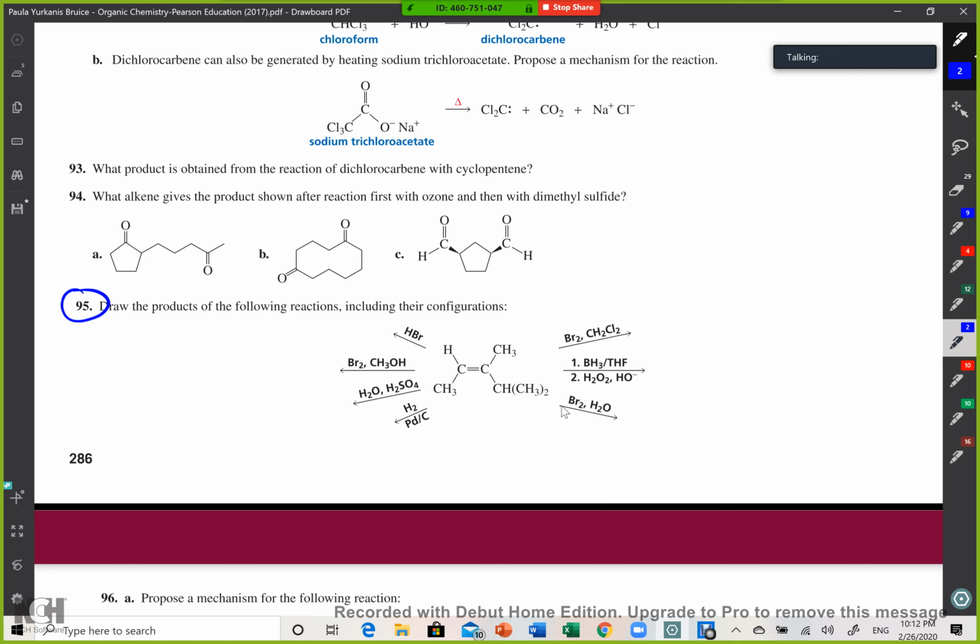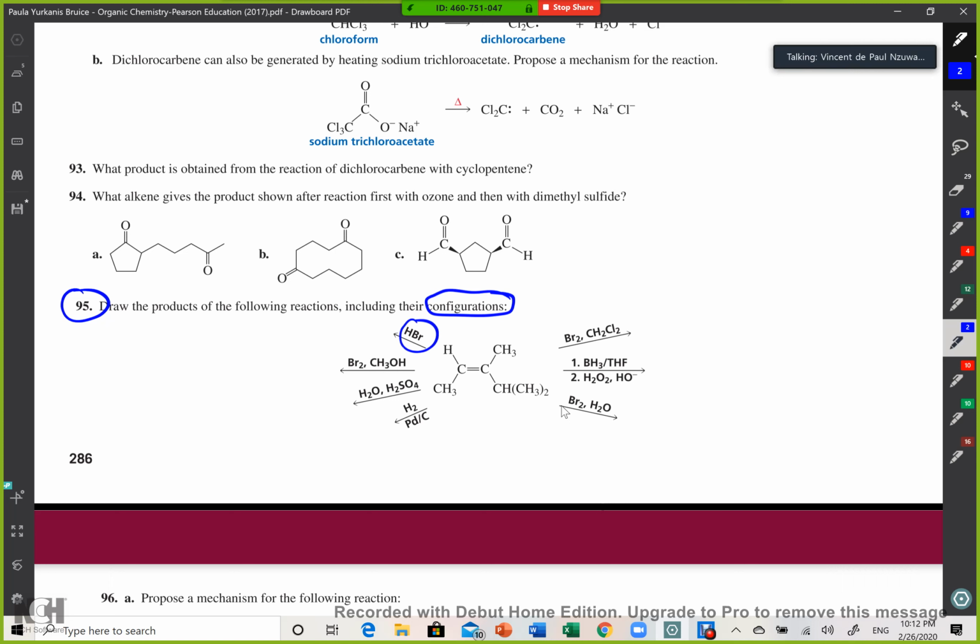Okay. So let's start with question number 95. I chose that question because it's a good summary of what you will have tomorrow. The question is asking us to draw the product of the following reaction, including their configuration. So we need to take the stereochemistry into consideration. The first reaction we have over here is a reaction with HBr. Your job will first be to know what each reagent can do. That's what I want from you guys. You should be able to know what each reagent can do.